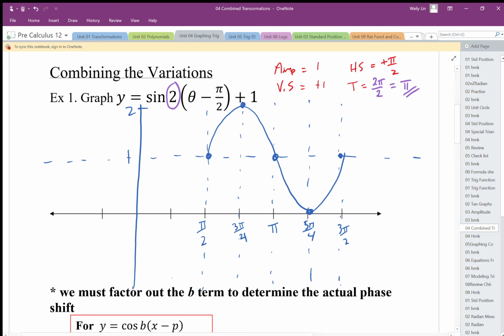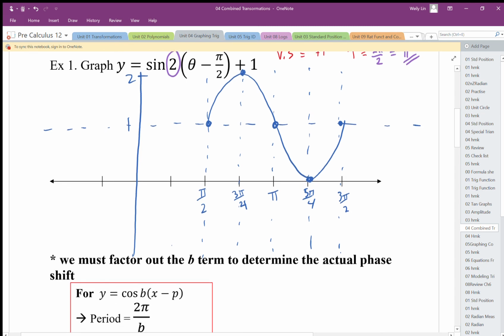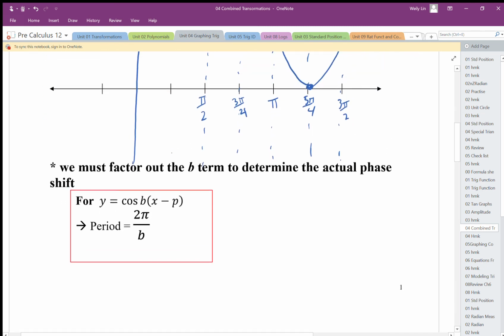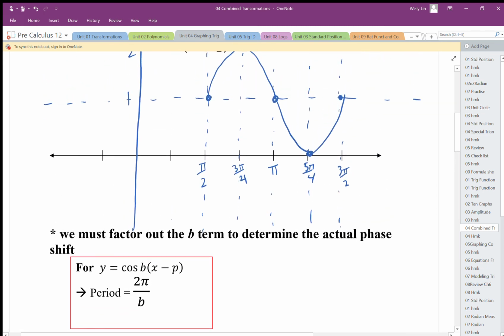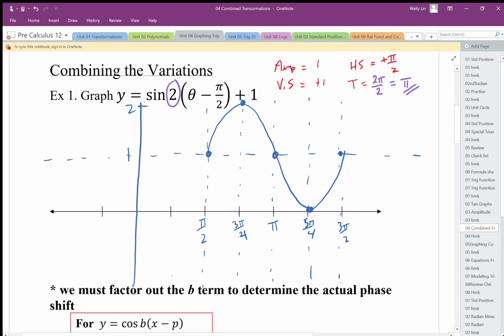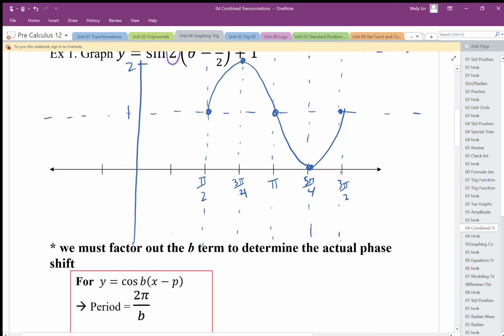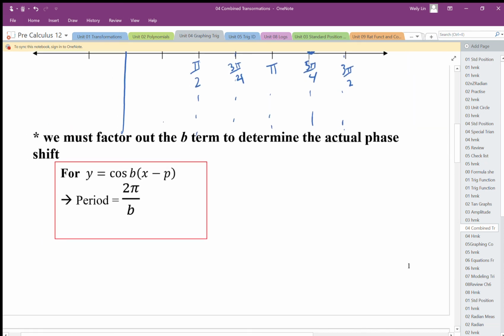Now I have all the variations involved: my horizontal expansion, my horizontal shift, my vertical shift, and I've related it to my amplitude, my middle, my period. So there it is. The key then is we always want to factor out the b term. That b, right here, the 2, allows us to calculate the period, and that's going to help us draw the graph.